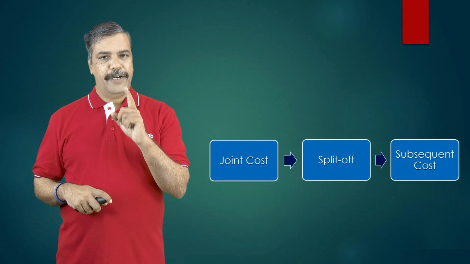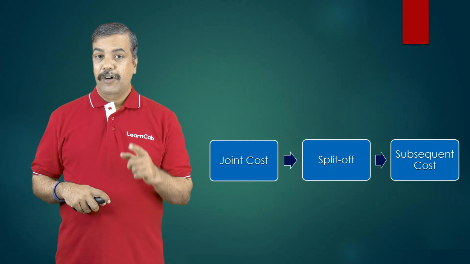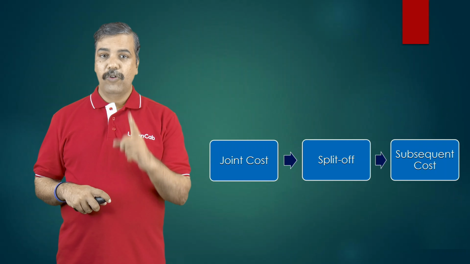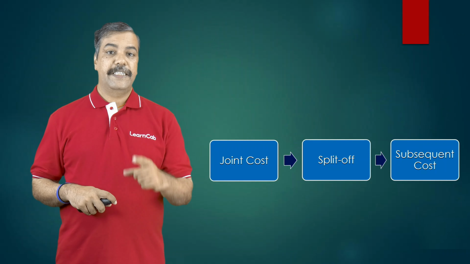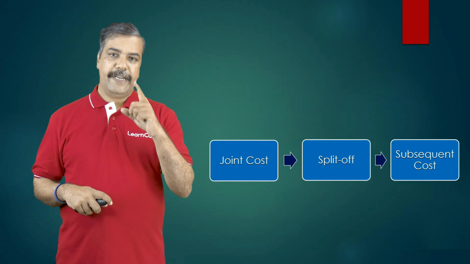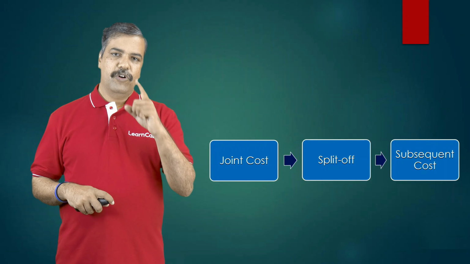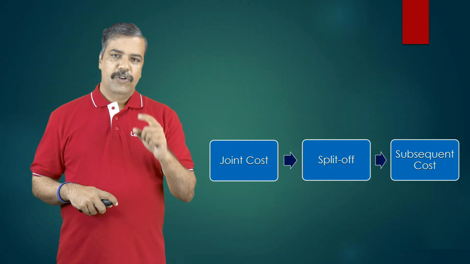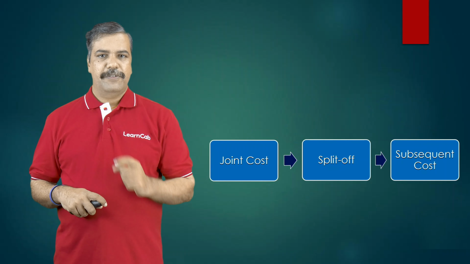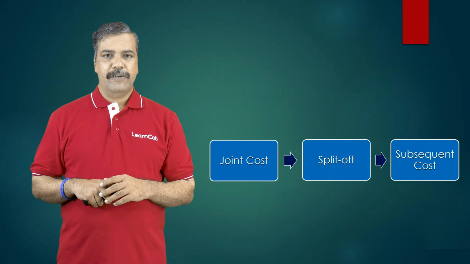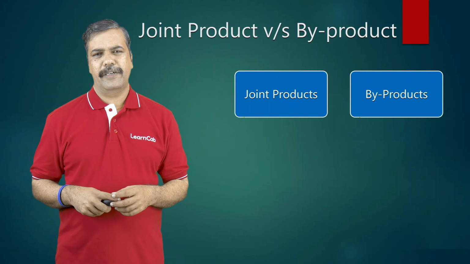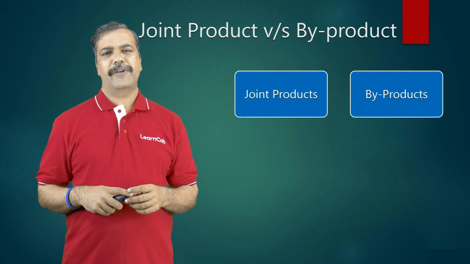All products have equal importance. Please remember, all products have equal importance, because all products have their own market values. It is known in the market that this is a product. People recognize the product and know its uniqueness. Once you reach the point of split off, that is the stage where you are supposed to calculate the subsequent cost.